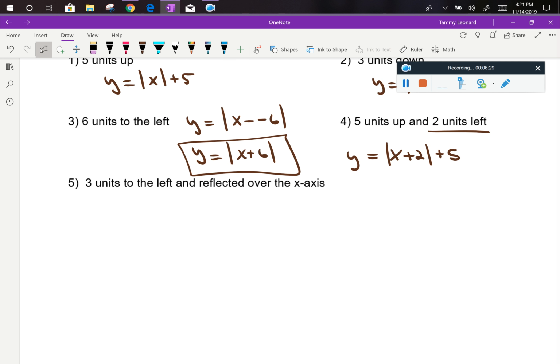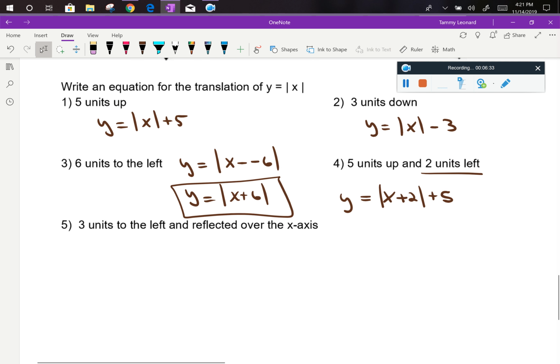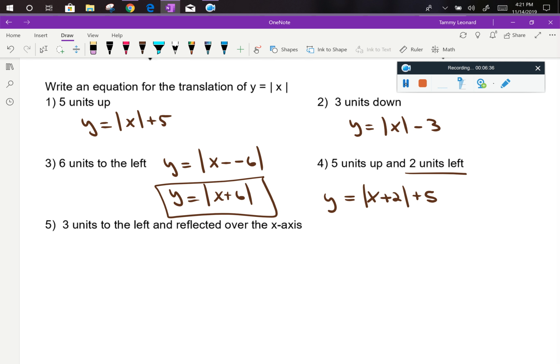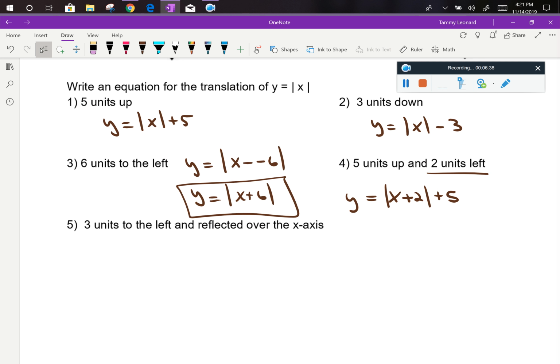Next, we have 3 units to the left and reflected over the x-axis. So we're cheating a little bit here. This says translation. It could have just said transformation because we're adding a transformation in here that's not a translation. If I go 3 units to the left, that's an inside thing. I'm going to have x plus 3. But remember, when we reflect over the x-axis, we do that because of a negative in front of the problem. So we've built our problem.